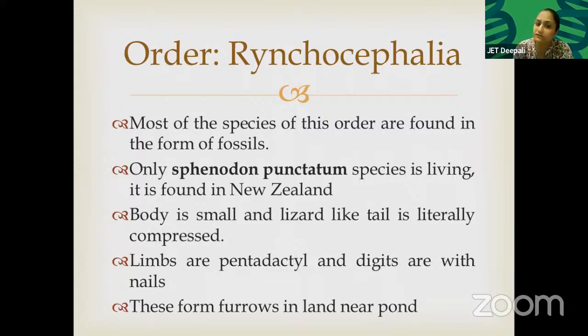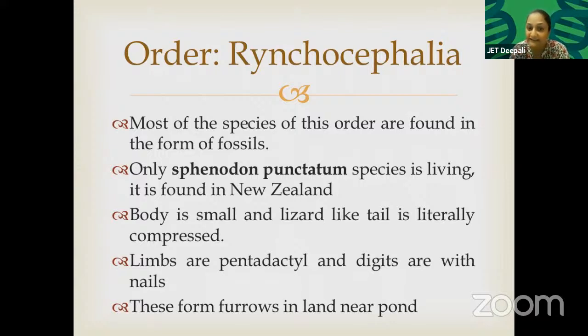Most of the species of this order are found in the form of fossils, so they are on the verge of extinction. Only Sphenodon punctatum is living. It is found in New Zealand. This is the only species.